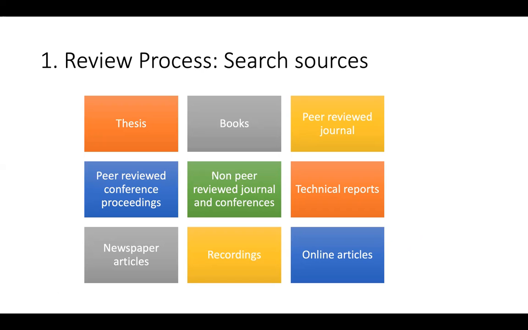And out of these different sources, some are considered more credible than others. So for example, peer-reviewed journals are considered highly credible, and it also depends on which journal has published it. So the journals with higher impact factors are considered more credible compared to journals with lower impact factor.